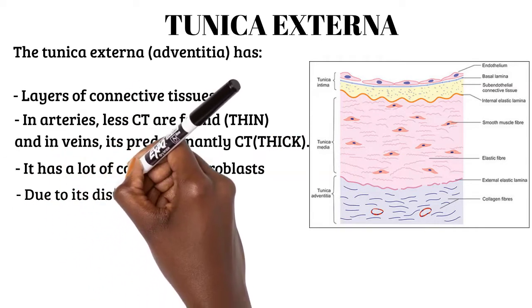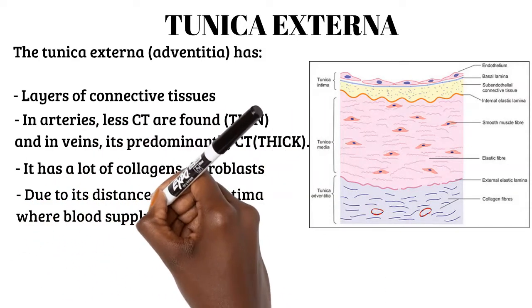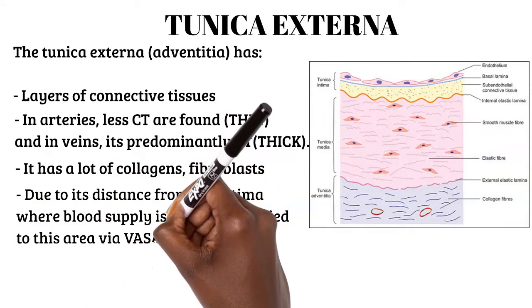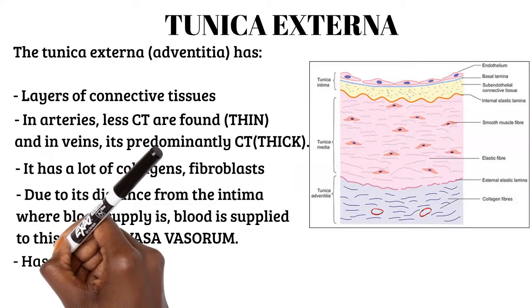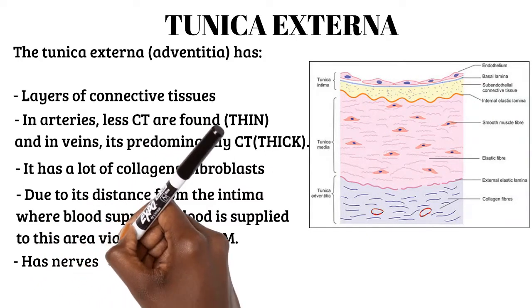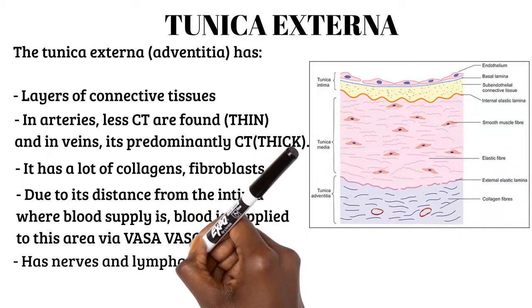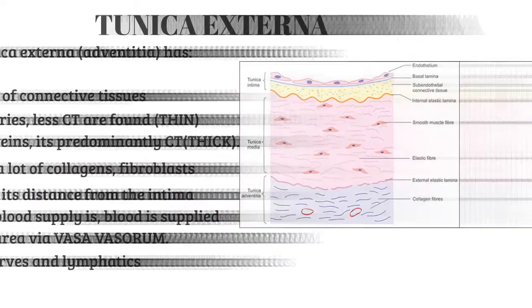It also has vasa vasorum. This is because this layer is kind of far from the tunica intima, where blood supply is rich. So this layer actually gets blood supply through the vasa vasorum. Inside the connective tissue, or inside the adventitial layer, we also have nerves and lymphatics. So these are also the components of the tunica externa.